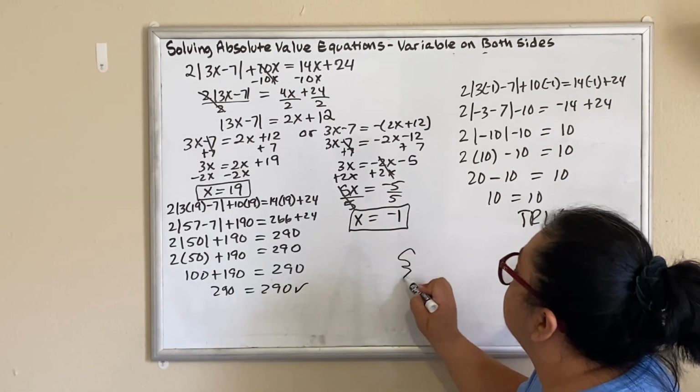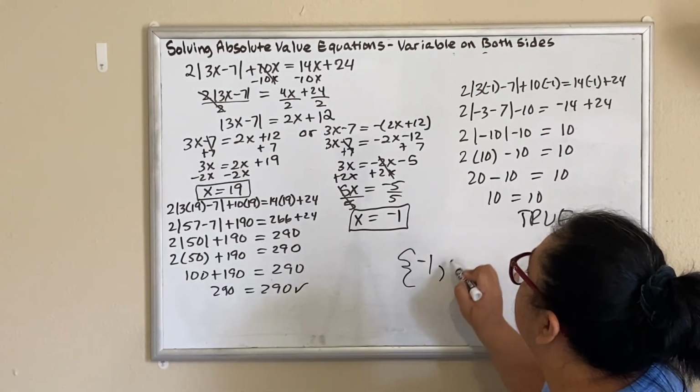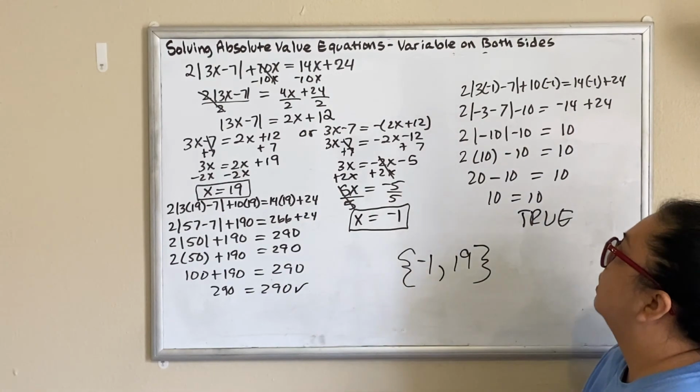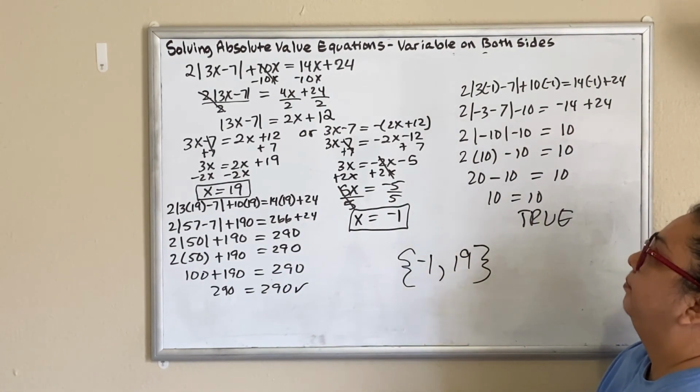So we have two solutions. We have negative 1 and we have 19. Both of those solutions are acceptable for this problem.